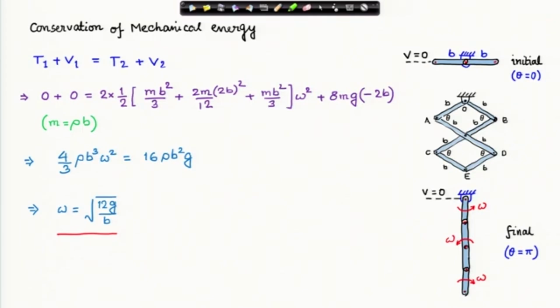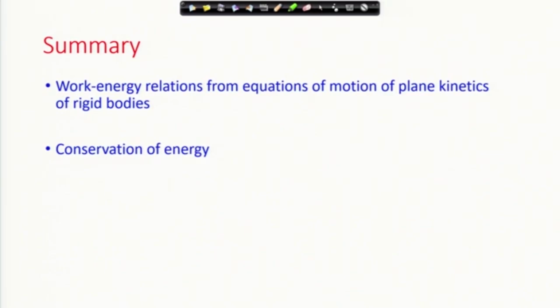This completes this problem. To summarize, we have discussed the work energy relation and used it in some problems to understand its application, and we have looked at conservation of energy and solved problems based on conservation of energy. With that, I will close this lecture.